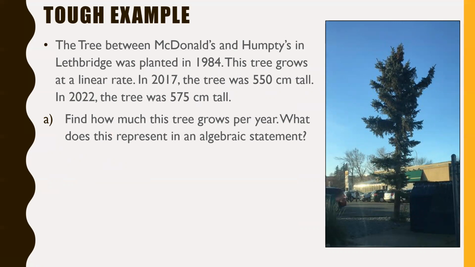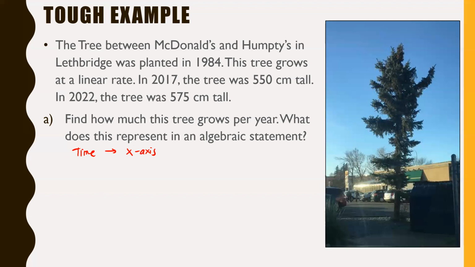So first part of this question says, find how much this tree grows per year. What does this represent in an algebraic statement? Okay, so we don't have a lot of data on this tree here. We know what its height was in 2017, and we know what its height was in 2022. So here's the thing, 2017 to 2022, that's 5 years. Now, just so you're aware, if we are talking about time, generally speaking, that is our x-axis, right? In other words, it's our independent variable. It's something that we can plug in. We're saying what year, and then the responding, or in other words, dependent variable is the height, right?